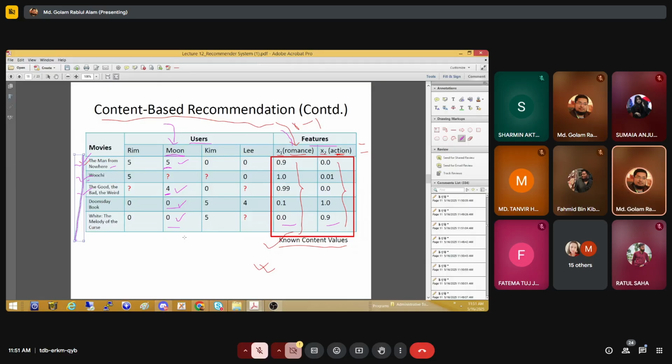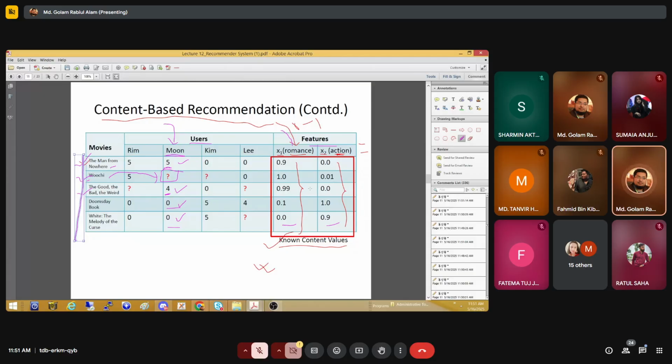What we want to do is predict whether we will recommend this movie, Uchi, to Moon or not. That's what we want to find out. There are several approaches, but the easy approach is that at first we need to find out the similarity.